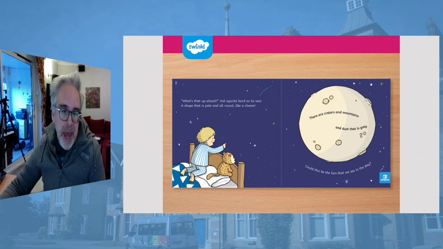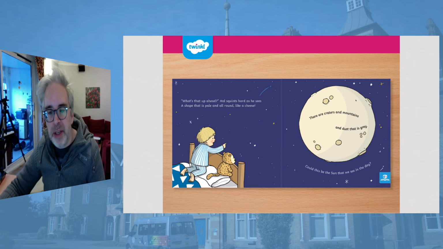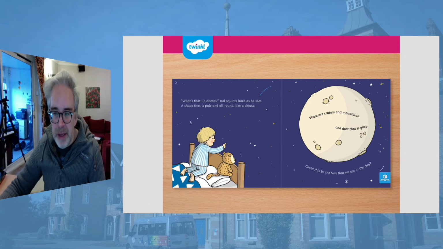What's that up ahead? He squints hard as he sees a shape that is pale, all round and like cheese. There are craters and mountains and dust that is grey. Could this be the sun that I see in the day?